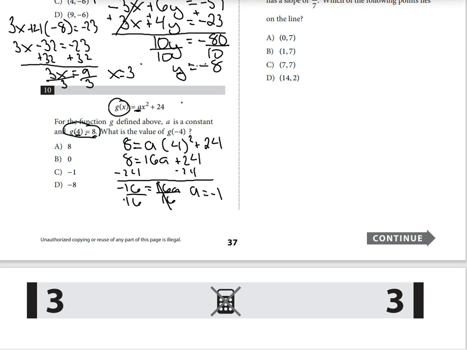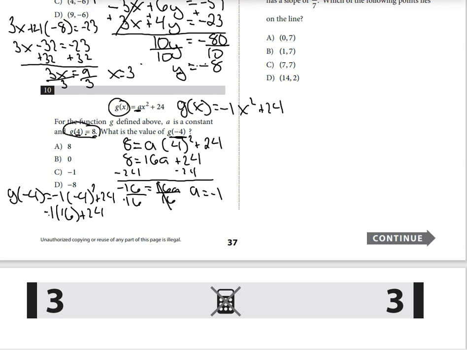So our function should be g of x equals negative 1 x squared plus 24. So we want to find g of negative 4. So g of negative 4 equals negative 1 times negative 4 squared plus 24. So I'll get negative 1 times 16 plus 24. Negative 1 times 16 is negative 16 plus 24, and we're going to get 8. So our answer here should be 8.